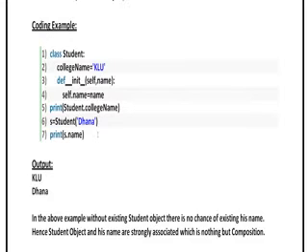So for the final output, what did I tell it to print? Print student dot college name: college KLU is the first print statement. Next, print s dot name, student dot name, Dana. Those are the two outputs that I am going to get.